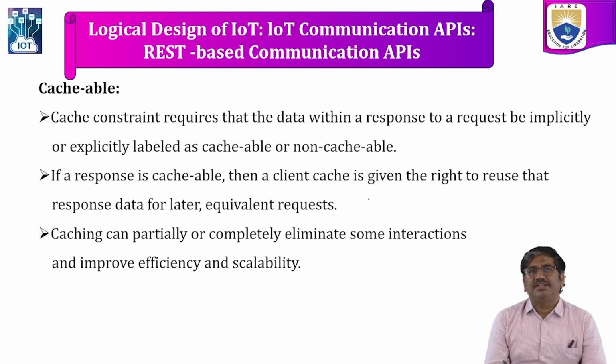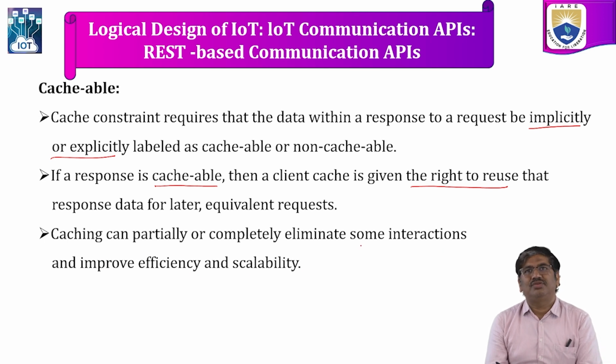Cacheable. The cache constraint requires that the data within a response to a request be implicitly or explicitly labeled as cacheable or non-cacheable. If a response is cacheable, then the client cache is given the right to reuse that response data for later, equivalent requests. Caching can partially or completely eliminate some interactions and improve efficiency and scalability, because the data already exists and can be reused.